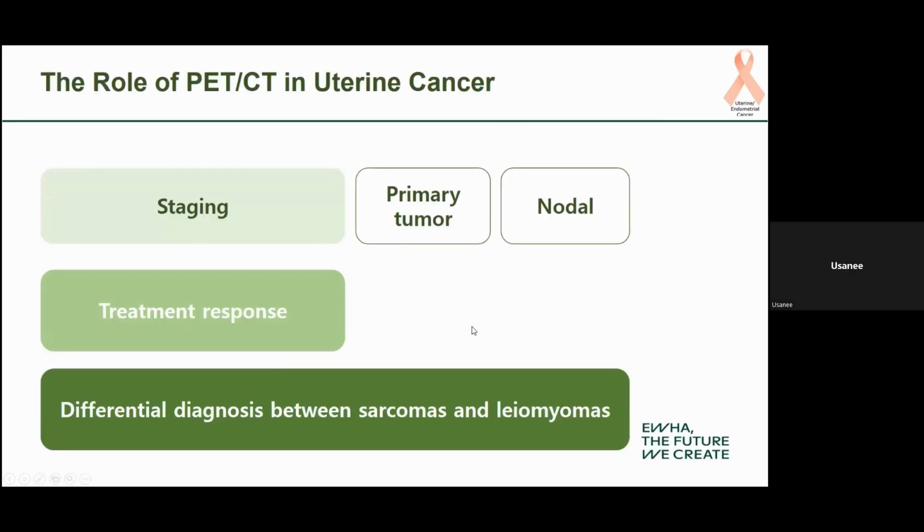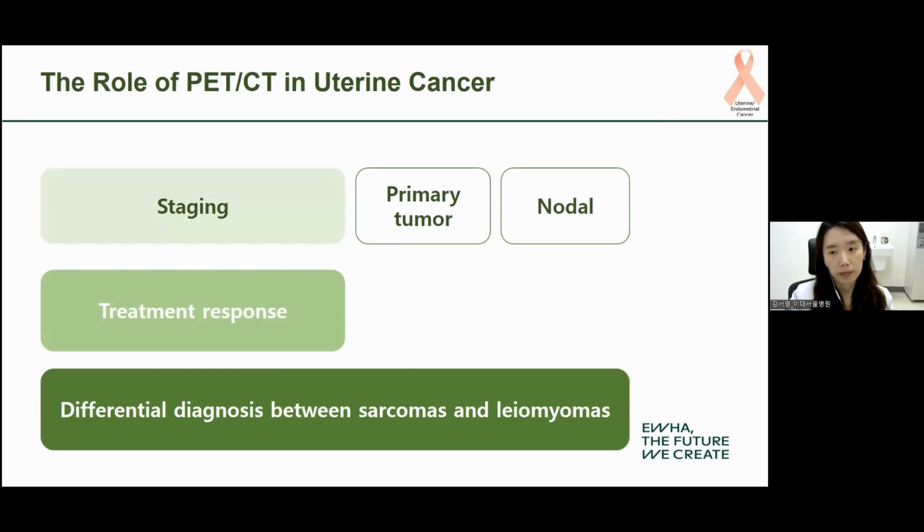So the role of FDG PET/CT in uterine cancer is also similar to its role in cervical cancer. FDG PET/CT is useful for evaluating staging and treatment response, and also for the differential diagnosis between uterine sarcomas and leiomyomas.